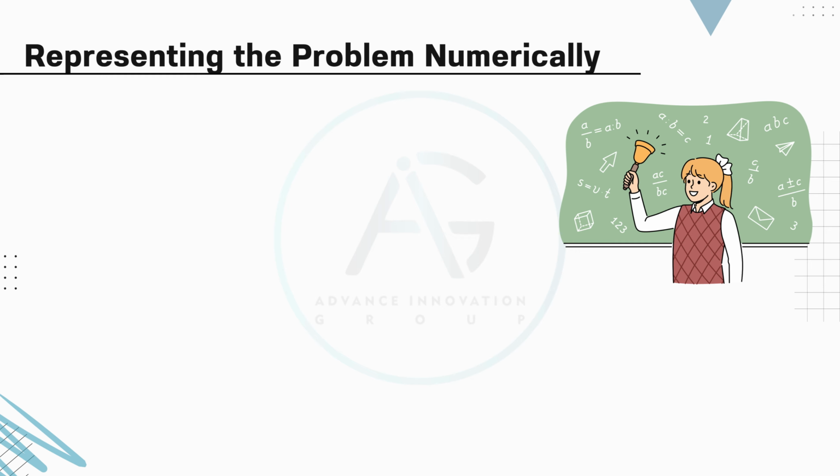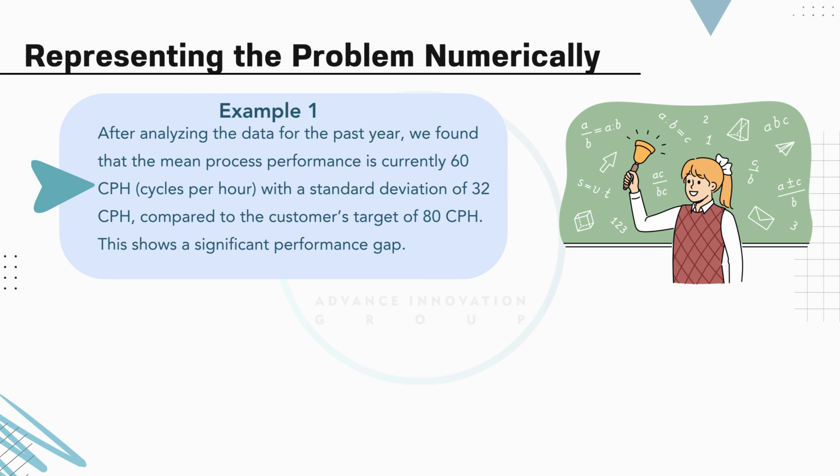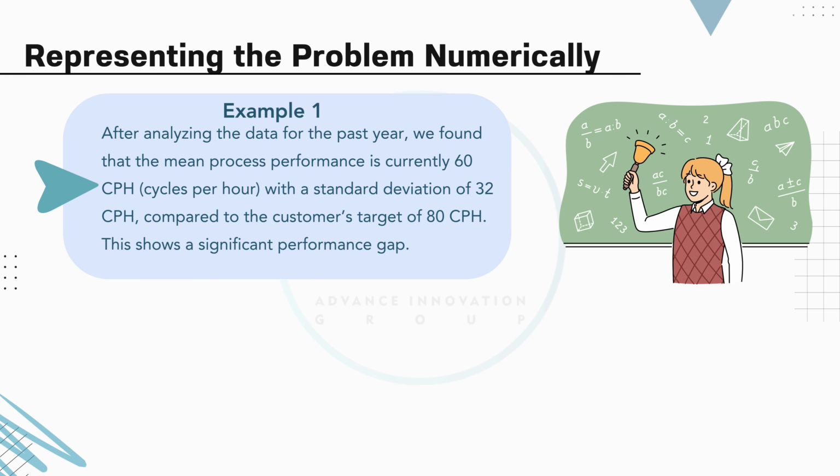Let's explore how to present process performance data in a way that highlights both the issue and its context. Example 1. We analyzed performance data over the past year and found the mean process rate is 60 CPH, with a standard deviation of 32 CPH. The customer's target is 80 CPH, showing a significant 20 CPH gap. The high standard deviation also tells us performance is highly inconsistent, which further impacts reliability.